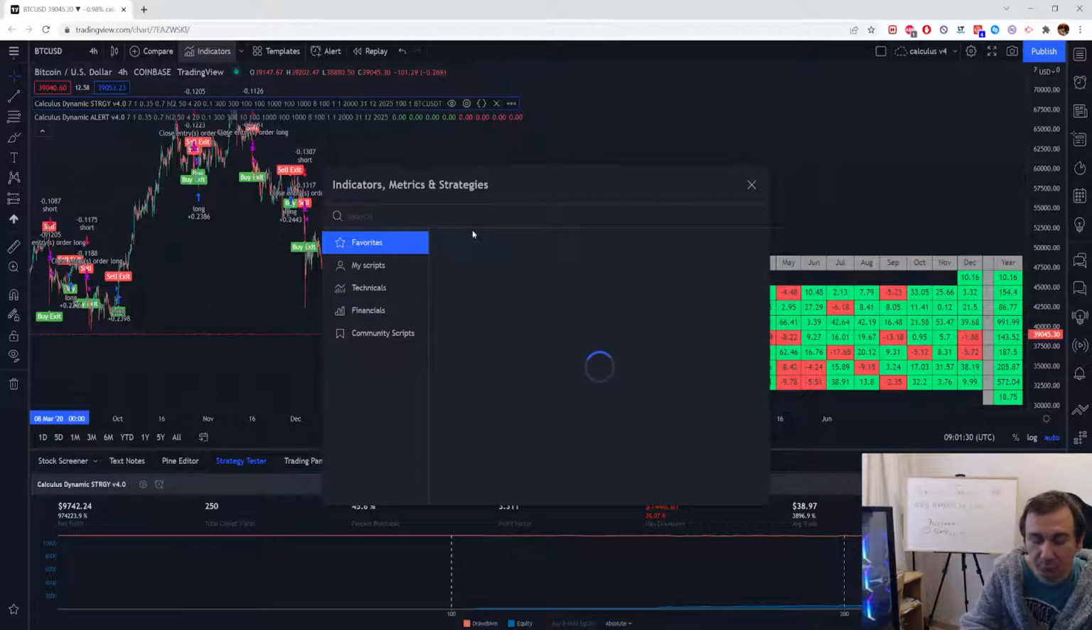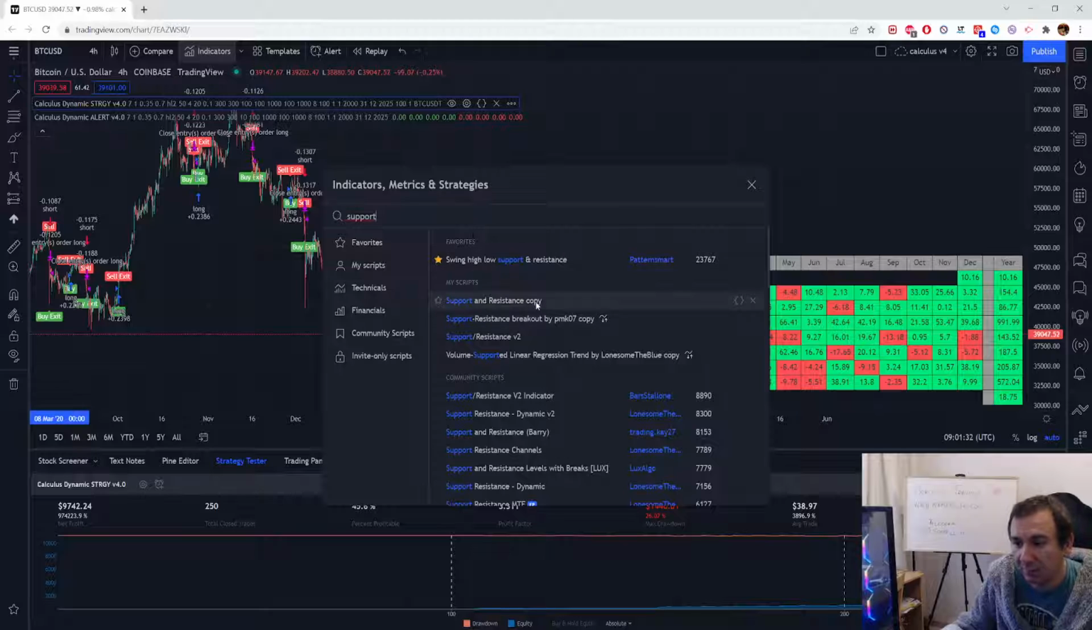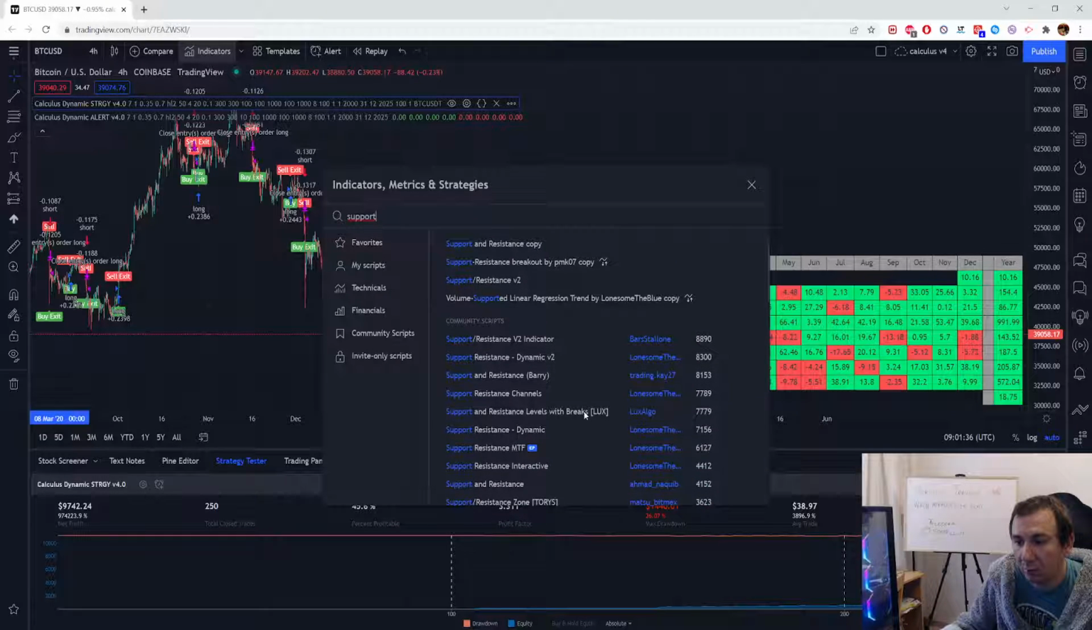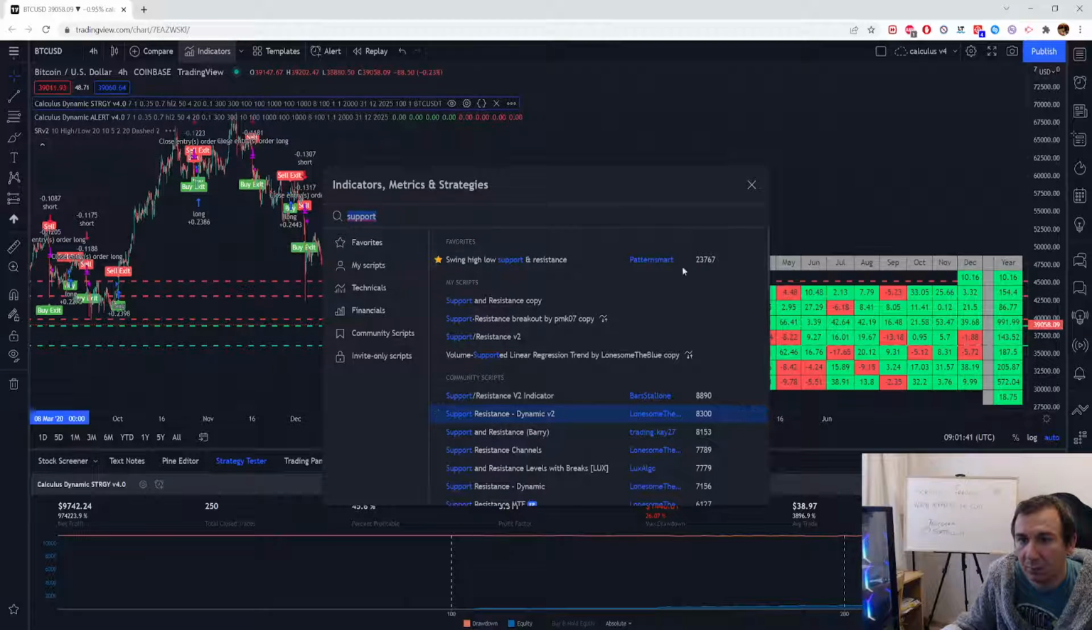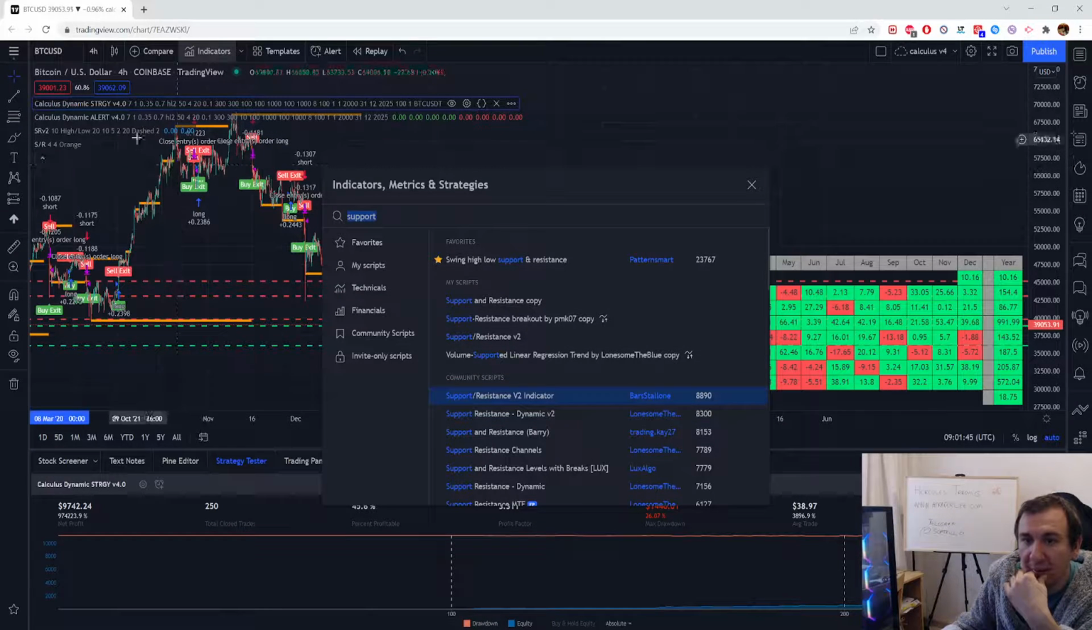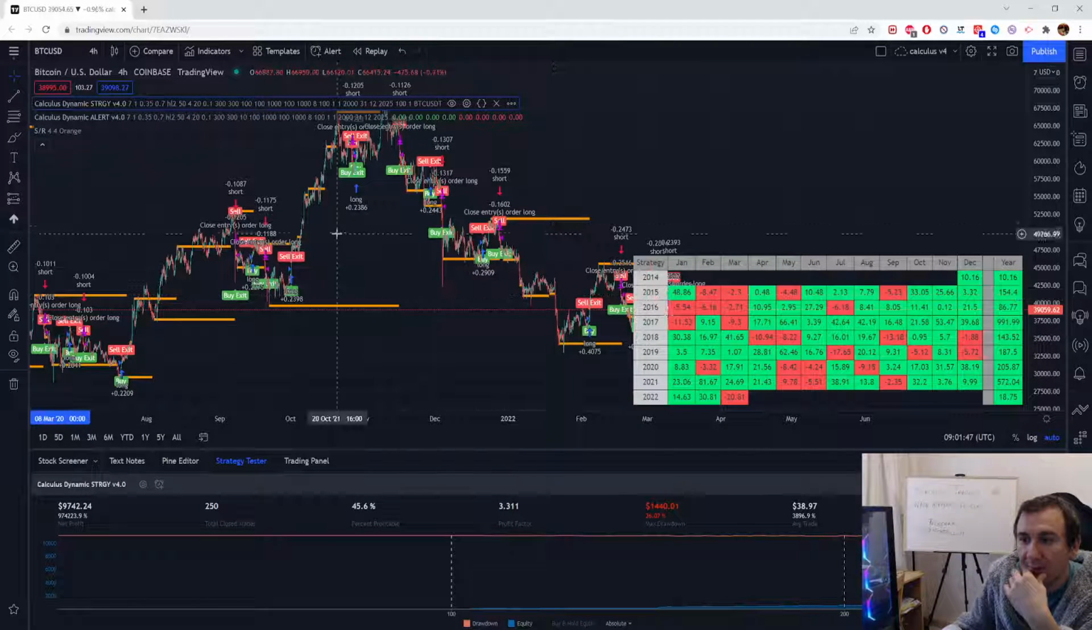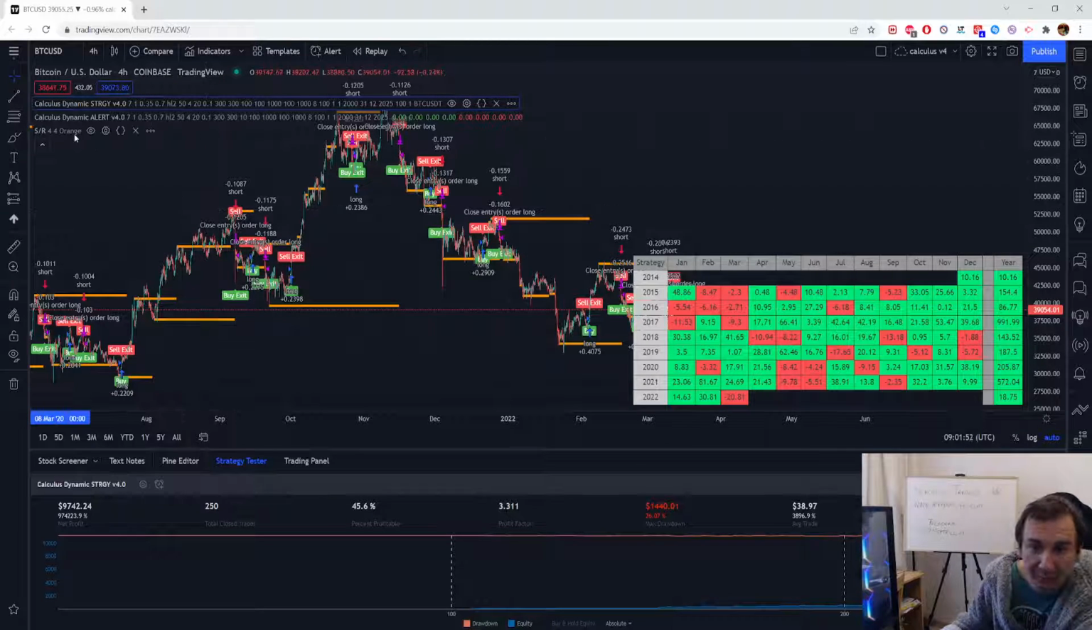So in this case, this support and resistance is taken, I believe, from Auto, I think it was called. No, it was not this one. Give me a moment, sorry, I don't remember exactly which. Yeah, this one. So this is the support and resistance that I am using. This is the default version, but inside of it I made some modifications.